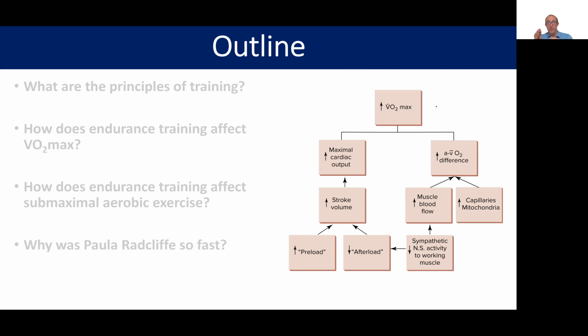The size principle, that's also another key one. Make sure you study what would happen to the size principle with endurance training. Hopefully this can help you prepare for your final exam by integrating a lot of different concepts together.